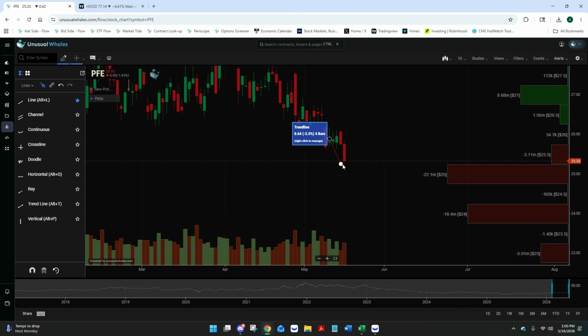But that was a quick little weak move there. And again, obviously, I'm just kind of picking around the starting point of the day there. But yeah, about a 2.5% drawdown there during the week. Again, good move if you were trading puts on something like that.